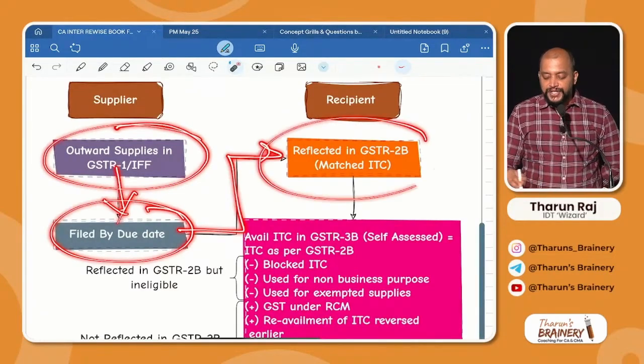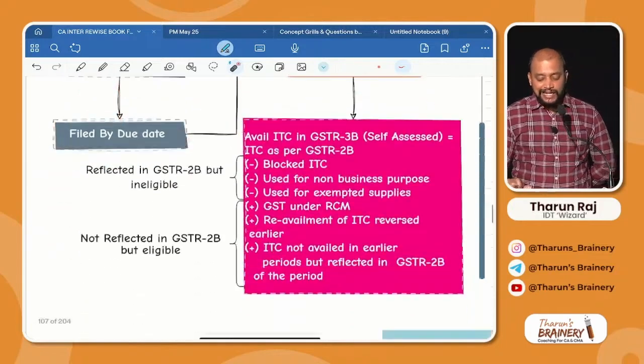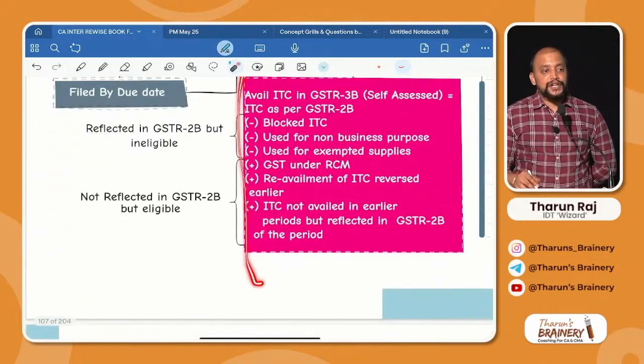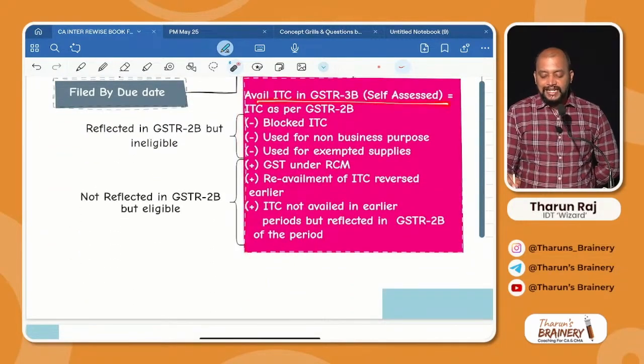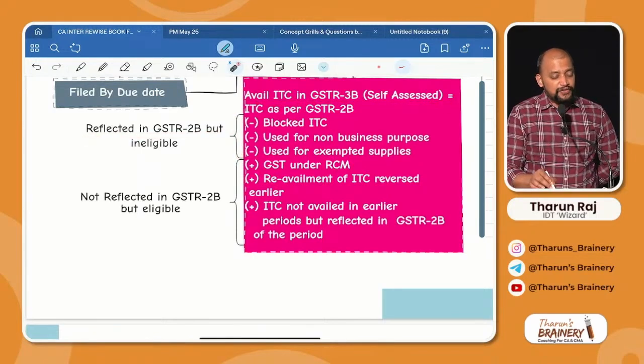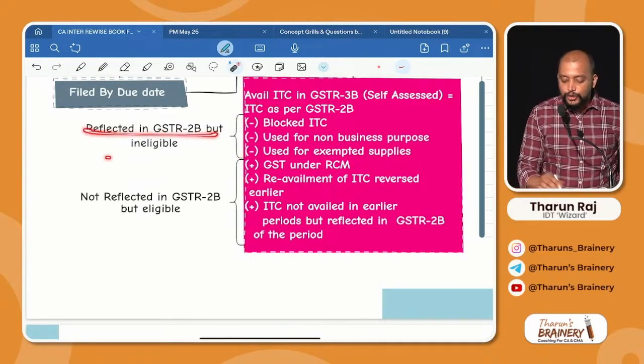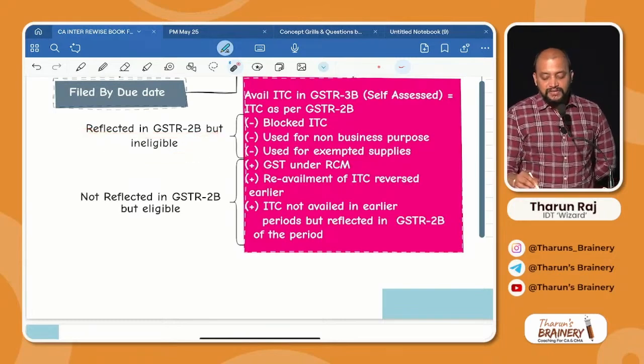It will come in recipient 2B, that is matched ITC. These are the 6 adjustments we need to make. Then it is called ITC availed in 3B. First 3: reflected in 2B or not reflected in 2B? Reflected in 2B but ineligible. That's why we will take out.